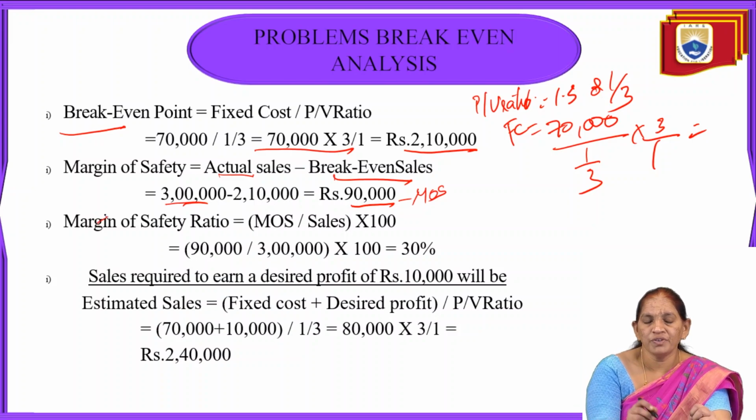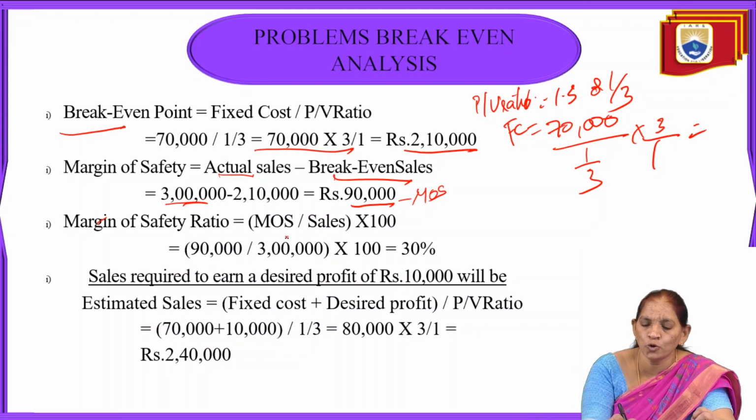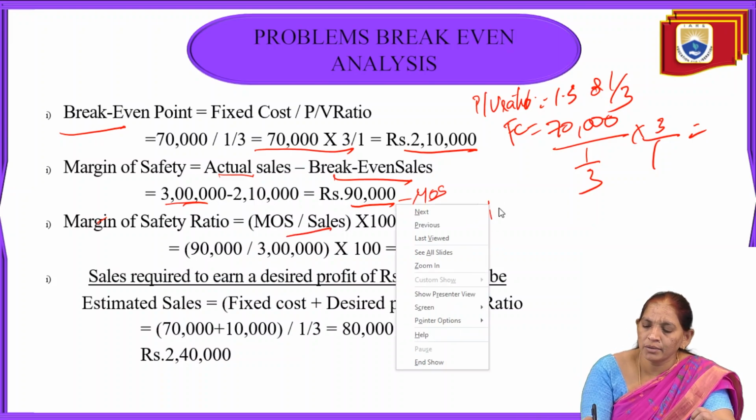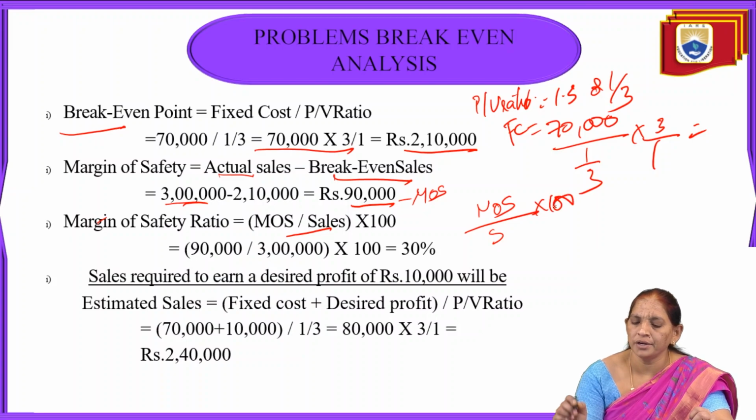Next question we have is the margin of safety ratio. When the margin of safety, MOS, is divided by sales into 100, you will get the margin of safety ratio.